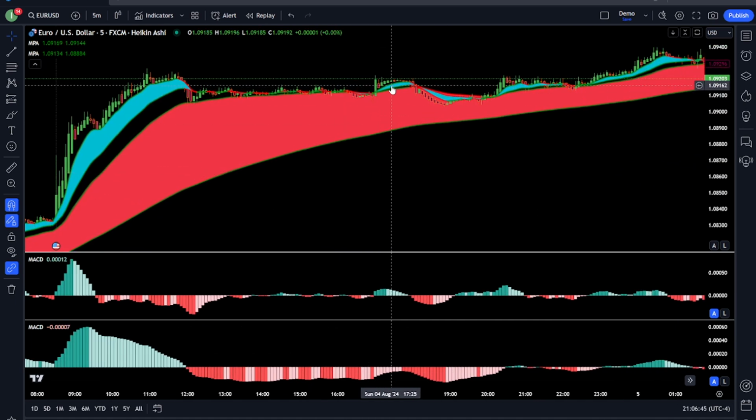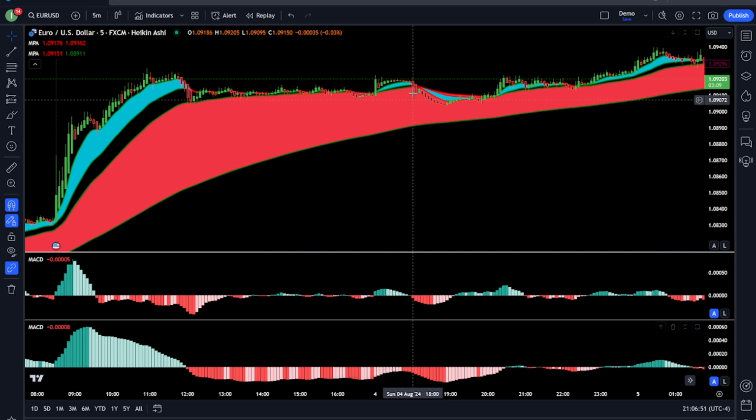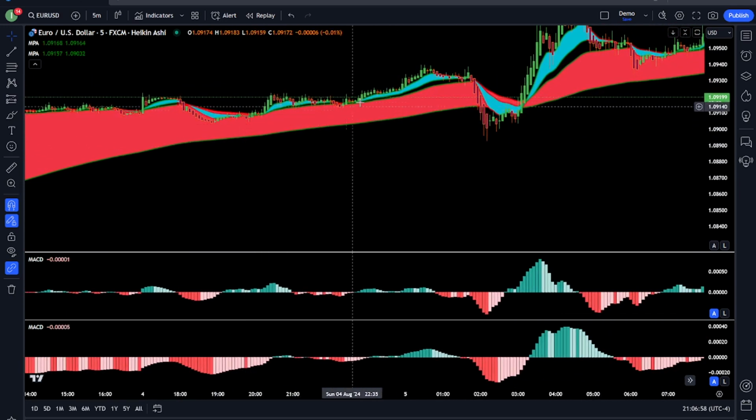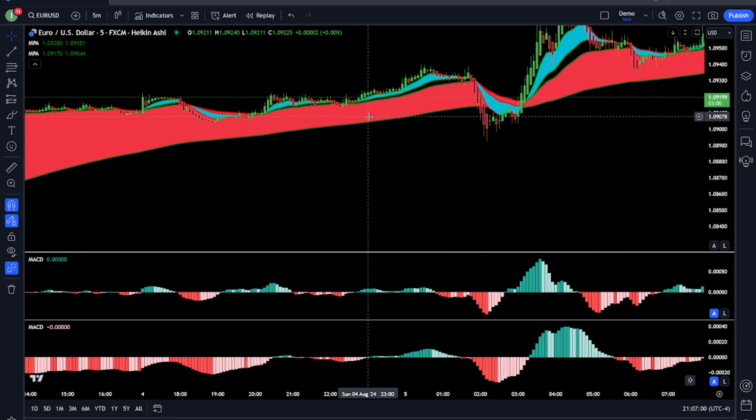Now again, we see this blue cloud above the red cloud, but you see the MACDs both are not green. So you will not enter here. And again, we have this blue cloud above the red cloud here.